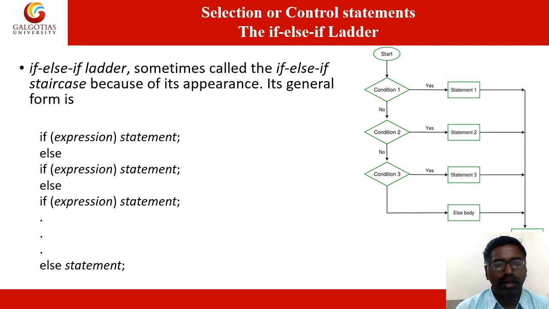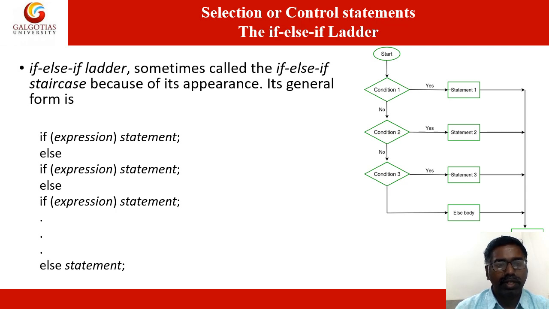You can see the algorithm. We are having a condition 1. For this condition 1, there is a true part, so that we are having a set of statements called statement 1, and in the false part we are having another condition 2. For this also we are having a true part, so that we are having statement 2, a set of statements. Else in the false part we are having another condition, and likewise it will go on, and finally we are having a separate else for the entire if else if ladder.